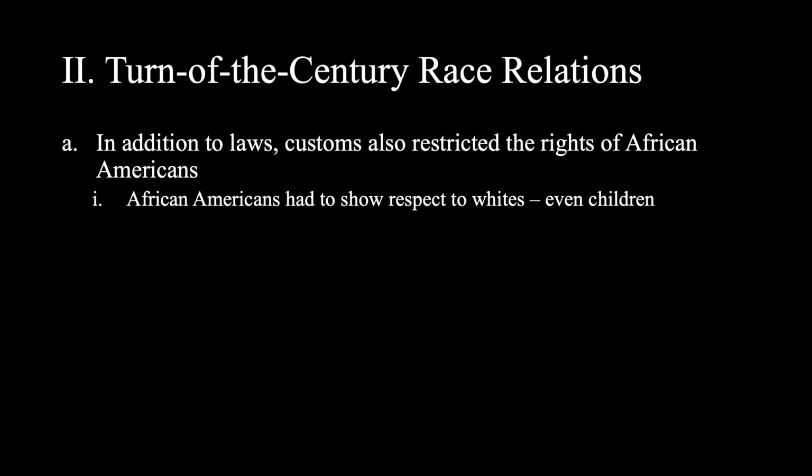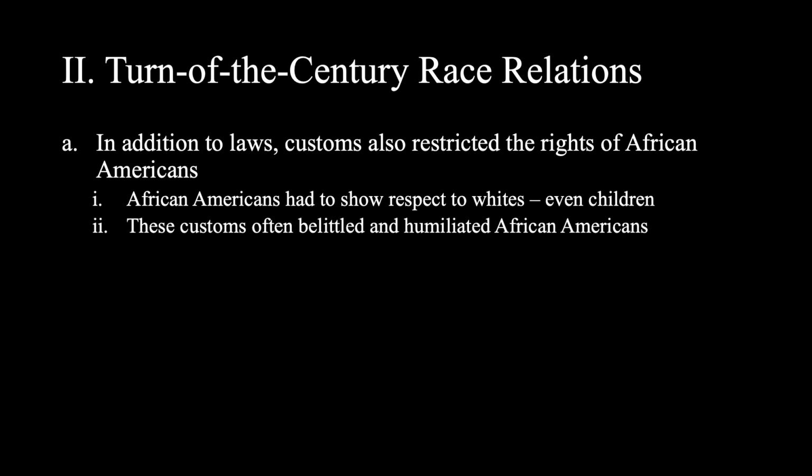The reverse was not true. White citizens of the South did not have to show any kind of respect or deference or anything to black citizens in the South. It was only the other way around. So you had to make sure that you were always being respectful. Otherwise, you could have been accused of being, the word was, uppity.